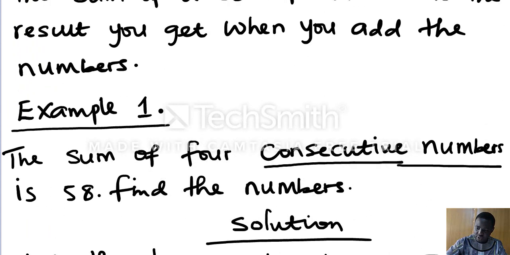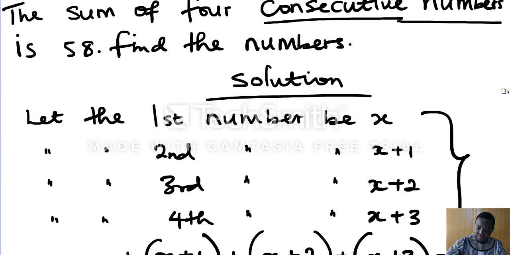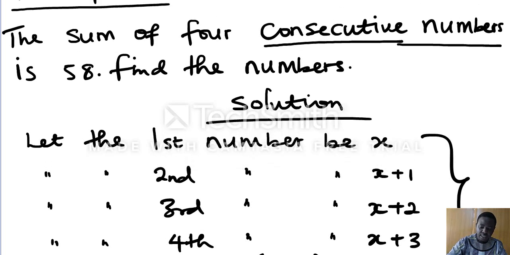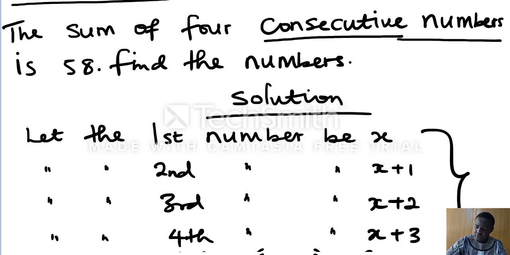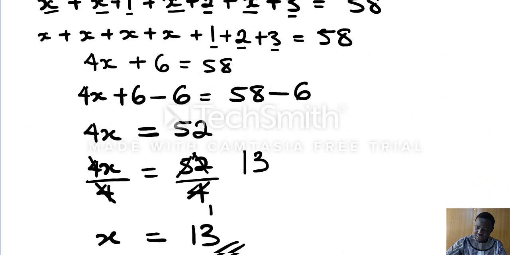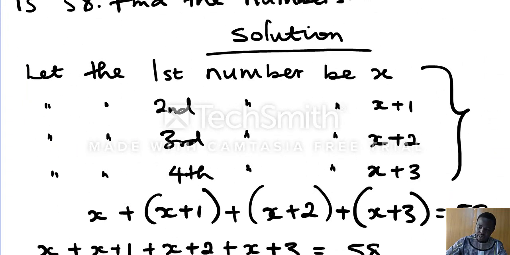Now, what is the question? The question says the sum of 4 consecutive numbers is 58. Find the numbers. And I said, let the first number be x. So therefore, I have gotten only the value of x to be 13. Okay? So we need to get the second number, which is x plus 1, the third number, which is x plus 2, and the fourth number, which is x plus 3. Because the question says, find the numbers.